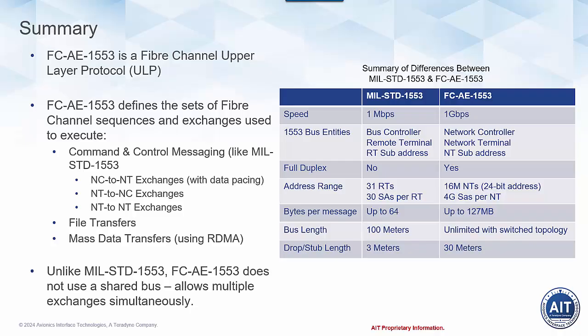You can have multiple nodes on the network acting like a network controller at the same time. What I showed you were individual exchanges, but you can have multiple of these occurring at the same time on the network because it's not a shared bus. And then you have a summary of the differences between the two also there in the table.